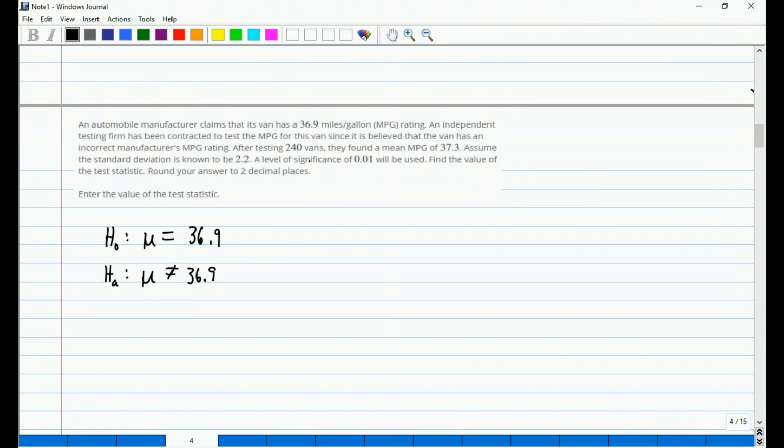After testing 240 vans, so n equals 240, it looks like the mean here is equal to 37.3. All right, and it says assume the standard deviation is known to be 2.2. So it's going to be the population standard deviation is 2.2. The reason why I see this as population, and I mean a z test instead of a t test, is because the sample was so big.